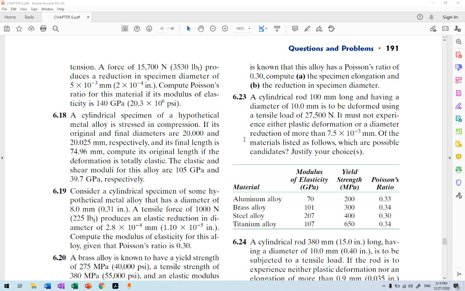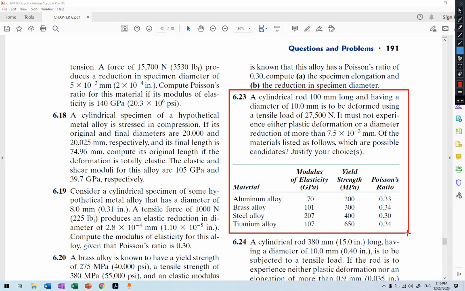Now we're going to solve another example related to the elastic zone using Poisson's ratio and the information in the elastic zone. This question is a bit different, so we're going to discuss it. We'll understand how to deal with cases like this. For this purpose, we're going to solve 6.23.